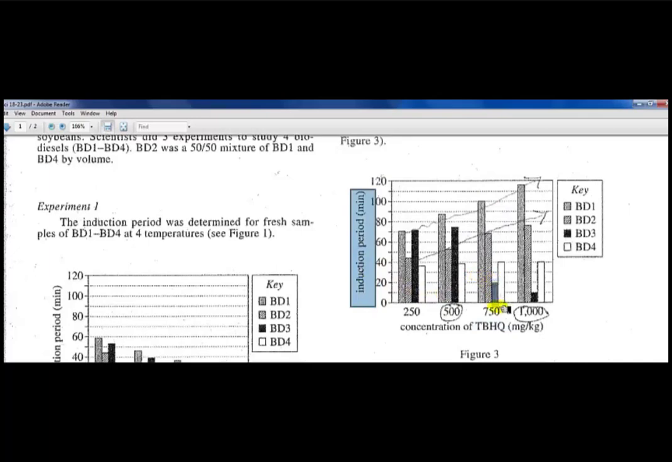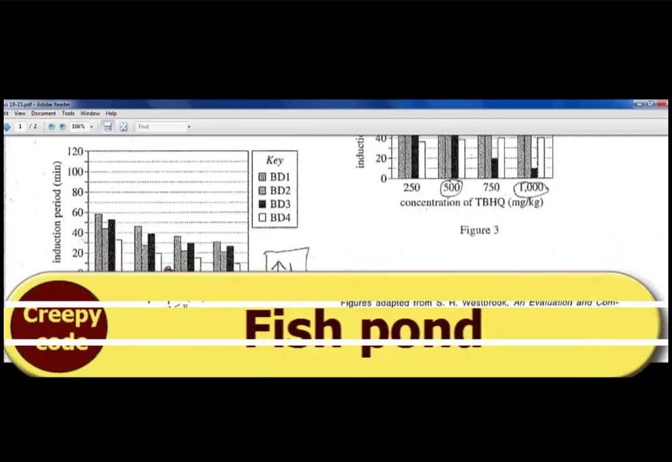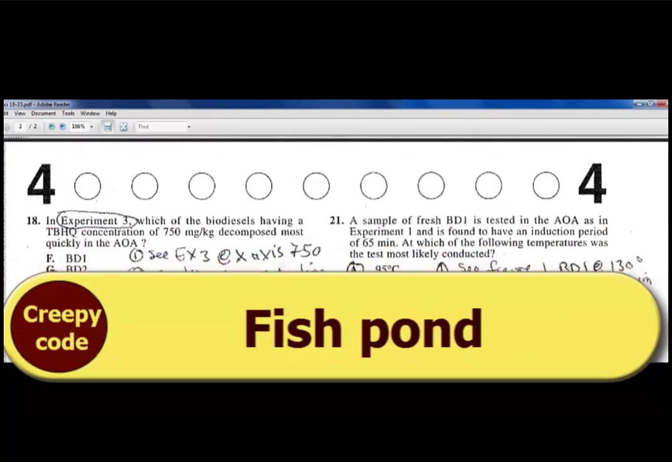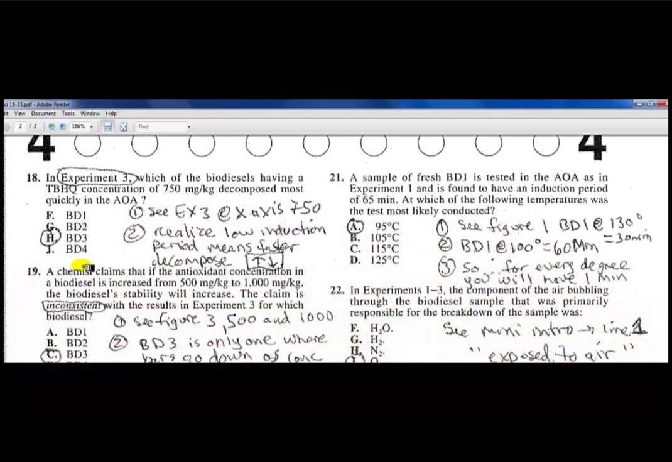It's the smallest one here, which is the black bar. We come over here and find in the key what the black bar means. The black bar is BD3. Go back down to the answer choices and see that the correct answer, BD3, is found only in answer choice H, 18H.